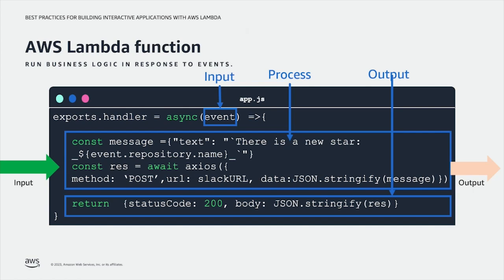Now in the middle of that, I'm using Axios, which is a JavaScript library for sending out HTTP requests to post out of my Lambda function environment into the Slack API to send a message to Slack to say that there's a new item or new star on my GitHub repository.